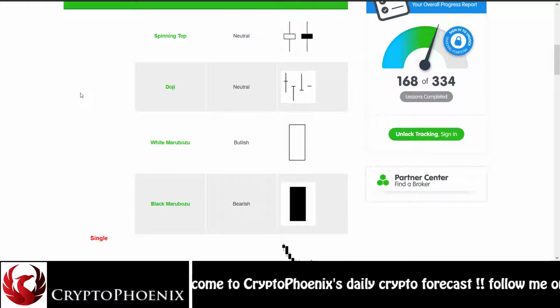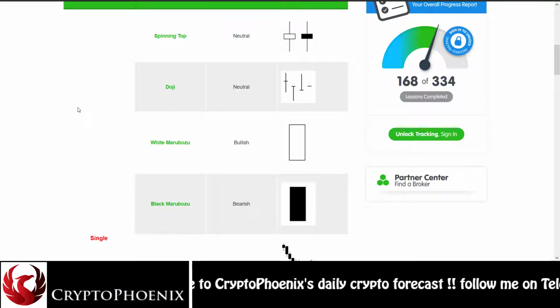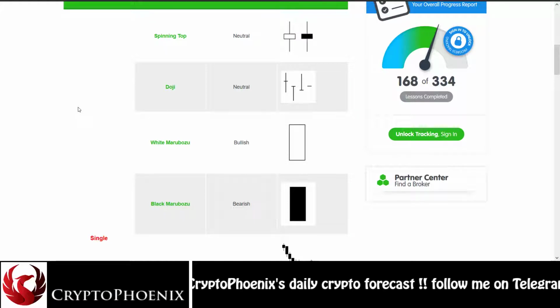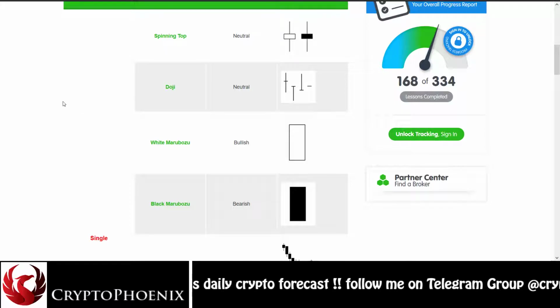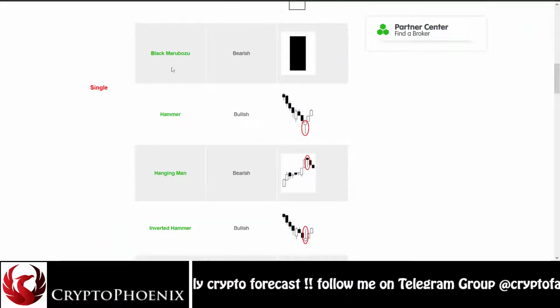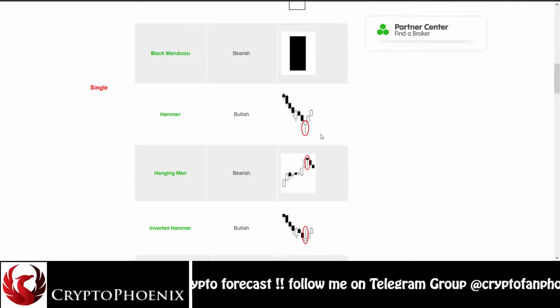So actually I was showing you what is Marubozu, and it is either a bullish signal or a bearish signal depending upon the candle. If it's green, it's bullish. If it's red, it's bearish. Alright, so all these candles are single candles, like the hammer candle.